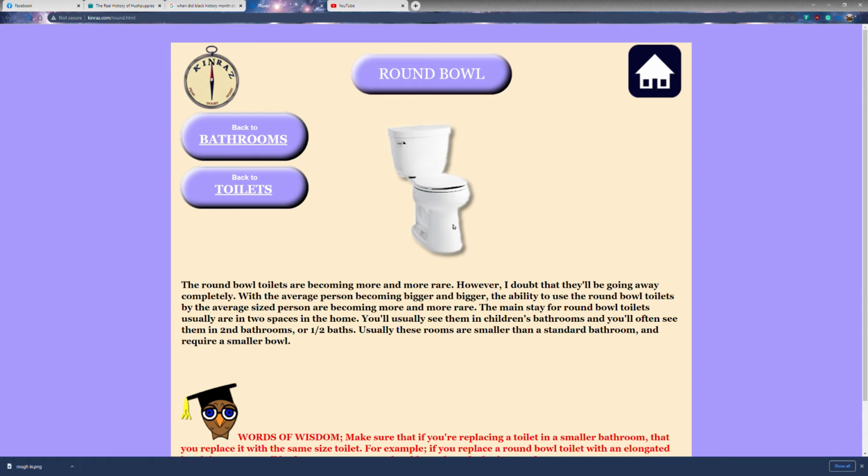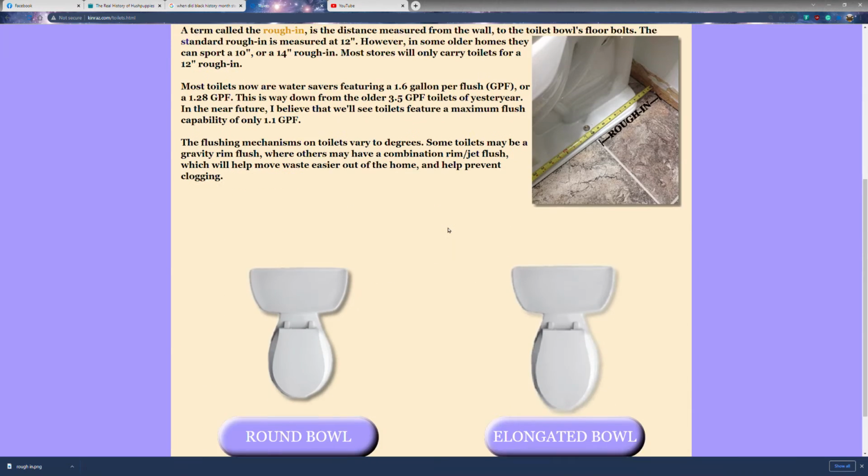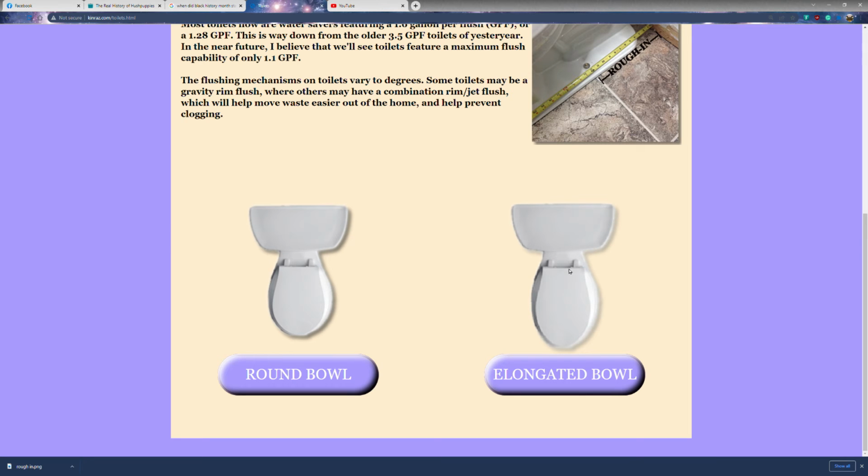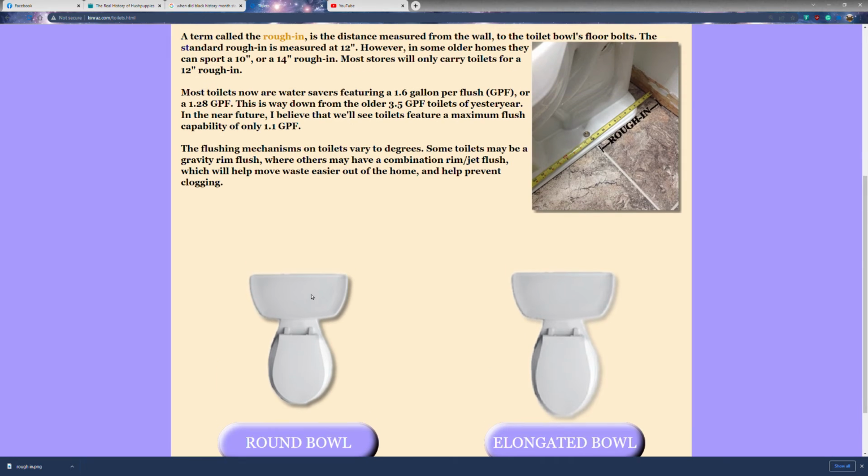If you have maybe a half bath, a half bath is just a toilet and a sink with no shower, most of the time you'll see round bowls in there. Elongated bowls tend to outsell round bowls because Americans are not getting any smaller. Now the difference between the round bowl and the elongated bowl, you can see, is the elongated bowl is 2 inches deeper than the round bowl. The elongated bowl is more egg-shaped, and the round bowl is more round.